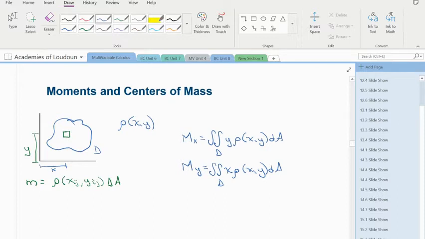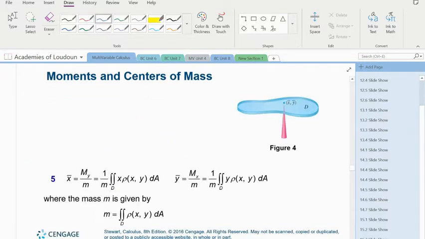So the physical significance of the center of mass is that the lamina will behave physically as if the entire mass is concentrated at its center of mass. That's where rotation happens. That's where movement happens, which you should remember from your physics. So what we have in figure 4 is that the lamina will balance horizontally when it's supported by the center of mass.